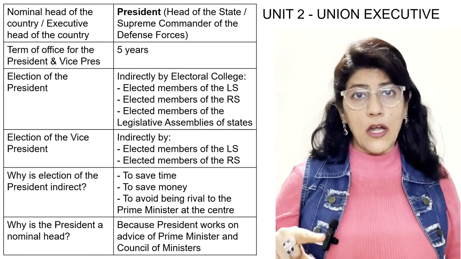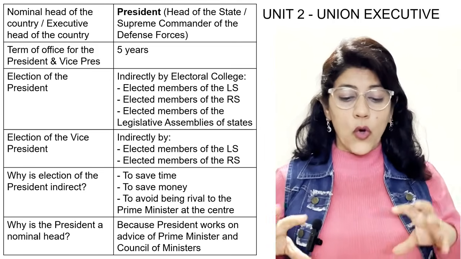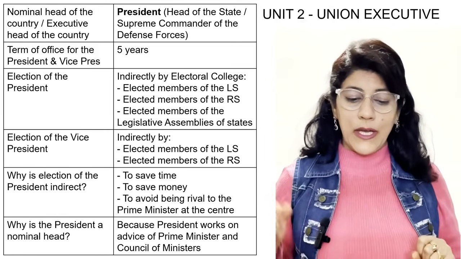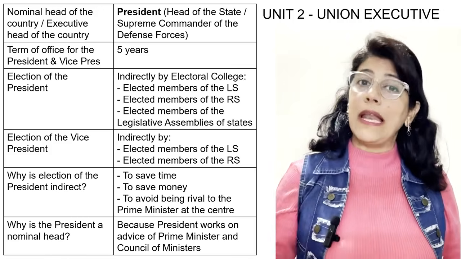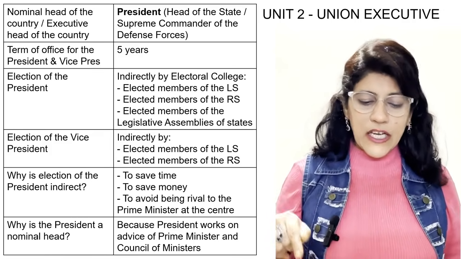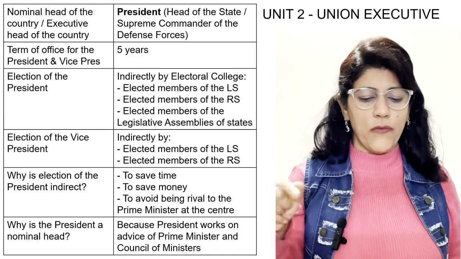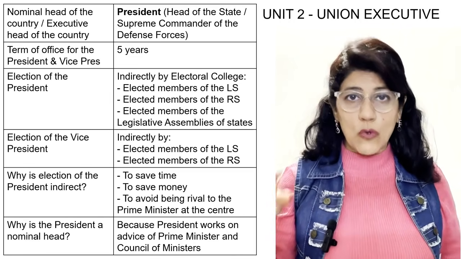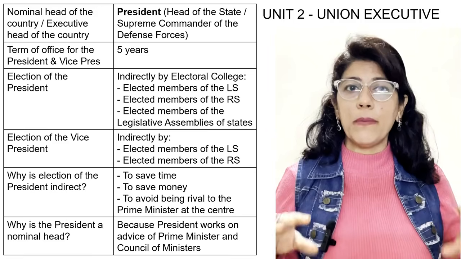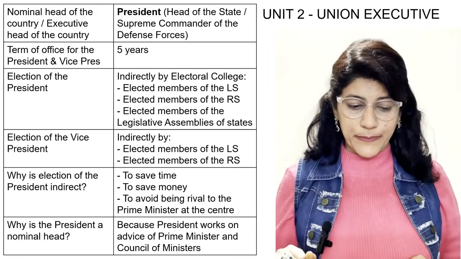Elected members of Lok Sabha, if you are asked the composition of electoral college: elected members of Lok Sabha, elected members of Rajya Sabha, elected members of Legislative Assembly of the state. Elected members you must mention because nominated members do not have any such right.